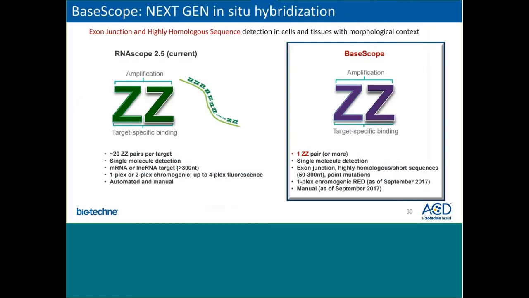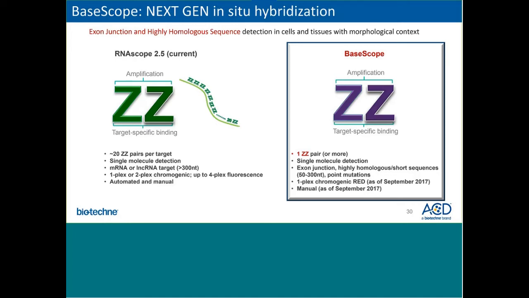BaseScope is based on the RNAscope technology, but there are several major differences. Here's a general comparison between the 2 platforms. The RNAscope utilizes a probe consisting typically of 20 Z pairs for each RNA target, whereas BaseScope can detect as low as 1 double Z pair or more. The BaseScope probes are designed differently, so they cannot be combined with RNAscope reagents and vice versa.